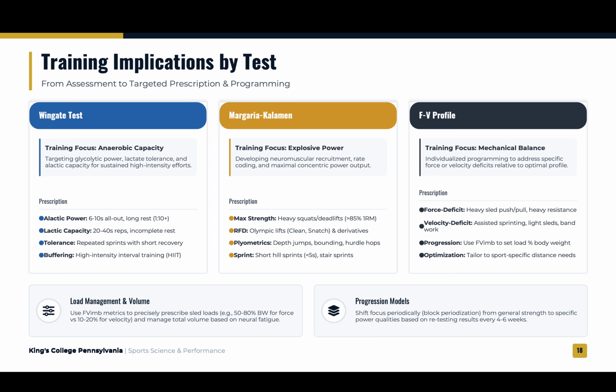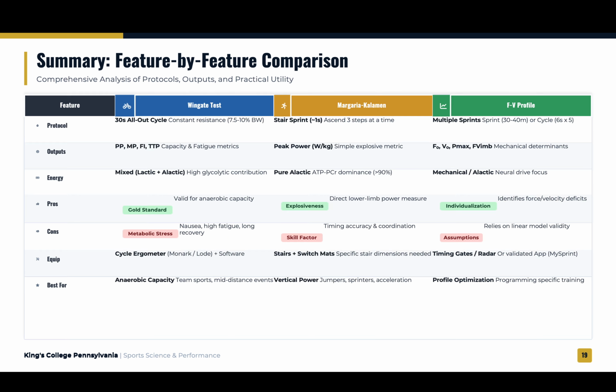For progression, you use the force velocity imbalance, set at a percentage of body weight. Optimization is tailored to the sport specific distance needed. So, load management and volume: you can use the force velocity imbalance metric to precisely prescribe sled loads and manage total volume based on neural fatigue. Progression model: shift focus periodically from general strength to specific power qualities based on retesting results every 4 to 6 weeks.